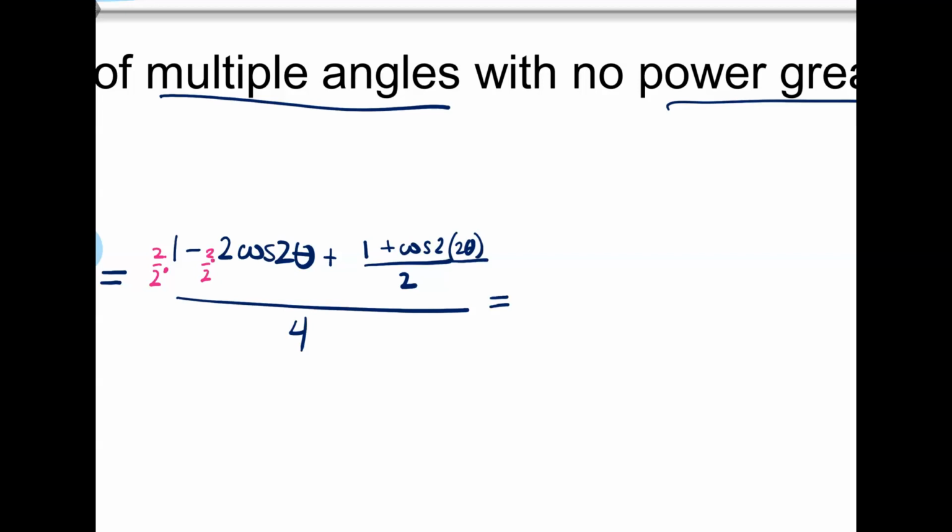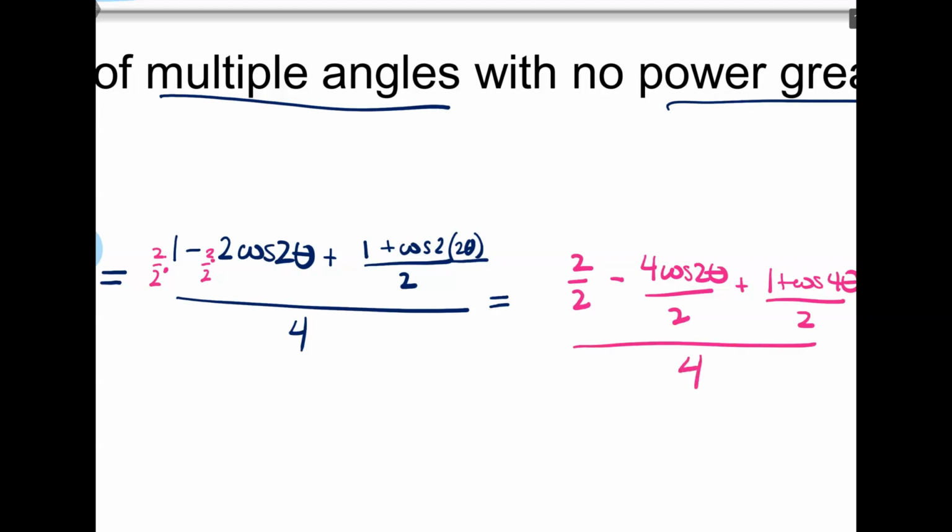But it helps me because now I can write 2 over 2 minus 4 cosine 2 theta over 2 plus 1 plus cosine 4 theta all over 2. All right, so what that does is it makes all of my denominators the same, and I can combine everything on top. Wonderful.